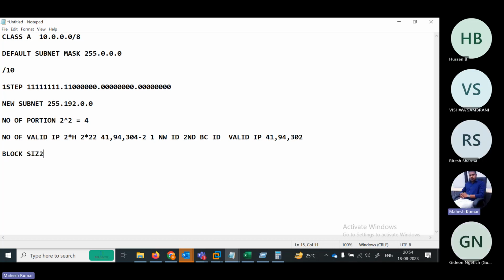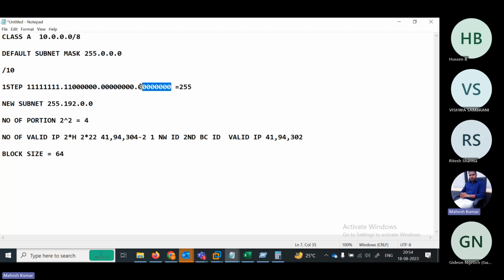Block size means what is our last octet value? 64. So block size will be 64. Why are we using 64? Because if you go through the magic chart: 2 to the power 7, 2 to the power 6, 2 to the power 5, down to 2 to the power 0. The first value is 128, the second is 64, then 32, 16, 8, 4, 2, then 1. So the total value is 255.